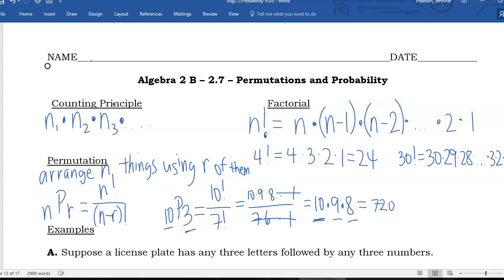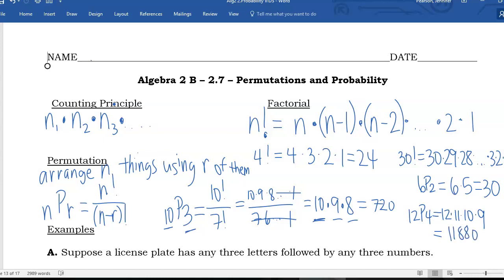Just to give you another example, let's say I did 6P2. That's going to be 6 times 5. I start at 6, I have 2 numbers, I multiply them together. And one more, how about 12P4? That would be 12 times 11 times 10 times 9. Again, we start at 12, and then we have 4 numbers, and we always count down, and that would be 11,880.